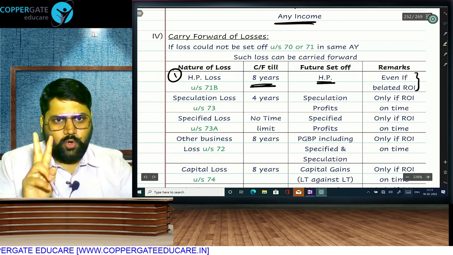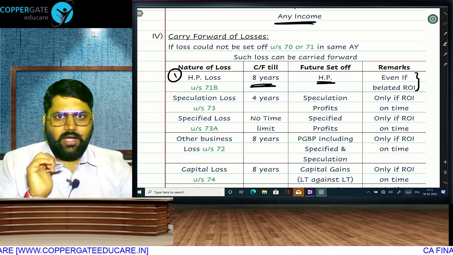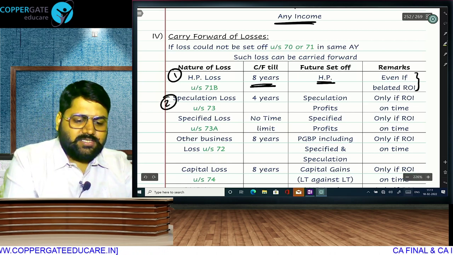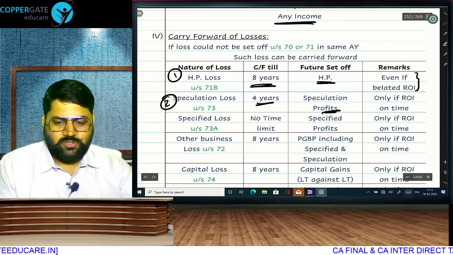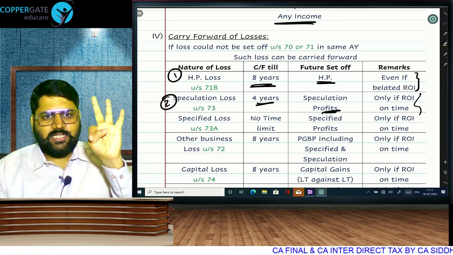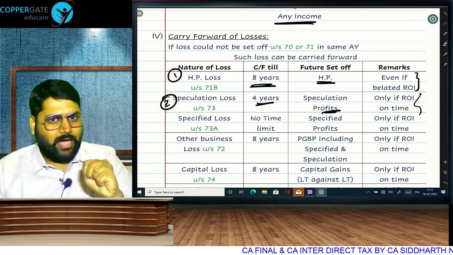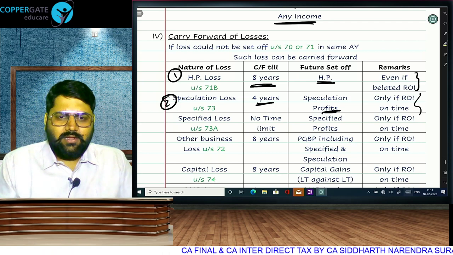Don't forget, two losses are allowed with a belated ROI: house property and UAD. House property and UAD are allowed in a belated ROI. Speculation business loss, 4 years carry forward only; current year it is speculation, so in future also it is speculation, ROI on time. Business speculation, specified business, capital, OMRH, ROI on time. House property and UAD, belated ROI allowed, that part is already done.